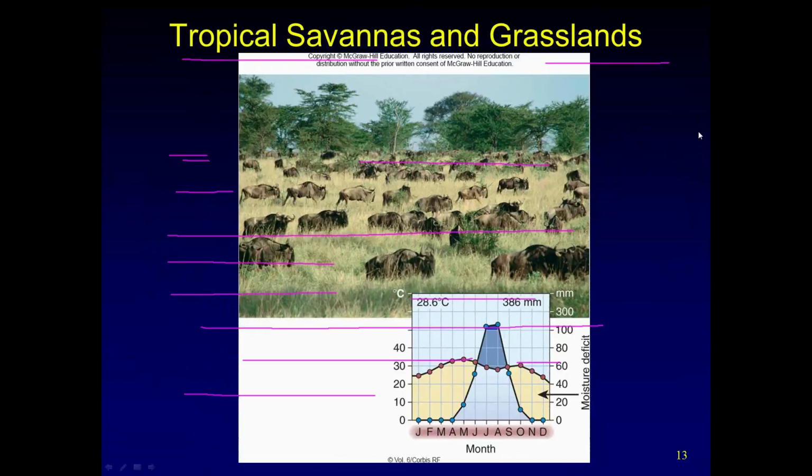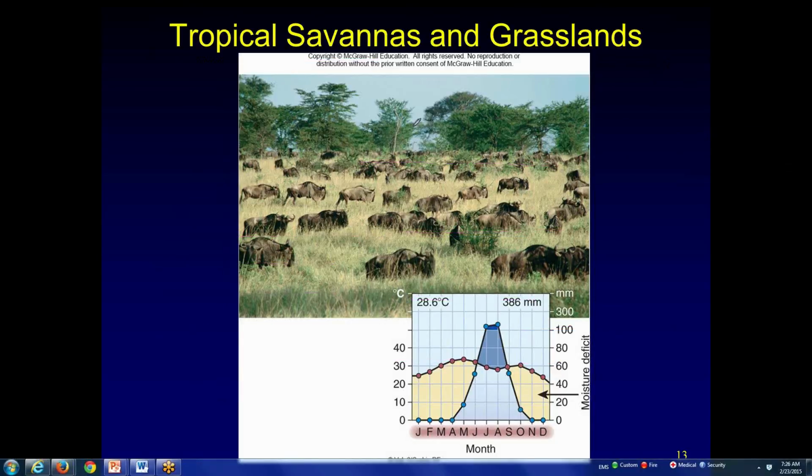Here's a great picture of the tropical savanna. And again, it's not a grassland. This one is a savanna because there are a few trees. Again, these acacia trees, very spread out. Lots of grassland, though, around those trees, and the wildebeest enjoying all this wonderful grass.